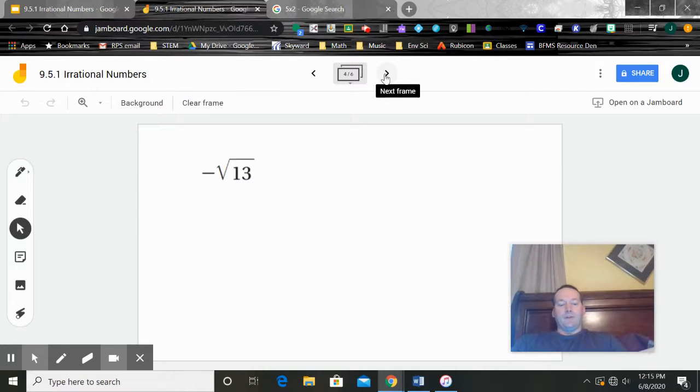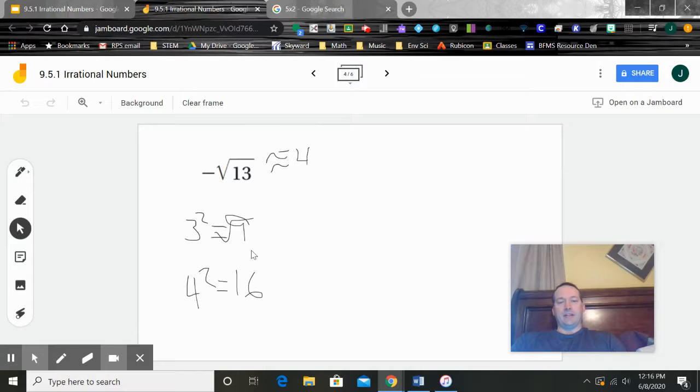Let's do it for negative radical 13. All right, so 3 squared is 9. 4 squared is 16. So 13 is 3 away from 16 and 4 away from 9. So that's about 4. And because there's a negative out in front, we put a negative sign, so negative 4. Now let's take a peek at what it will be to the nearest tenth.